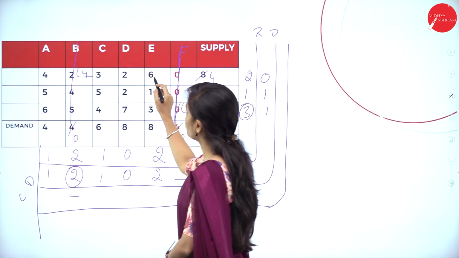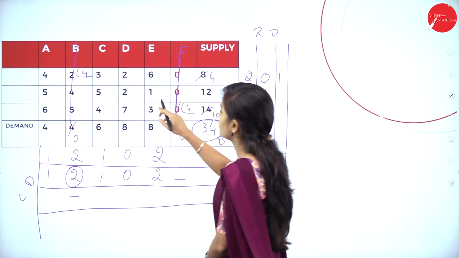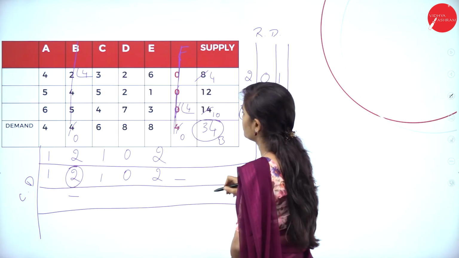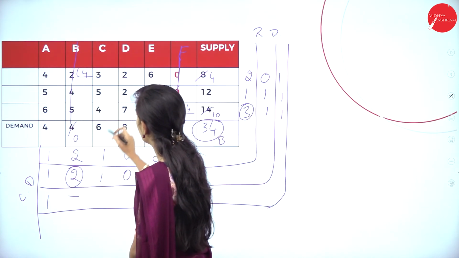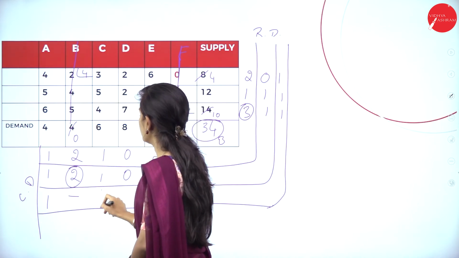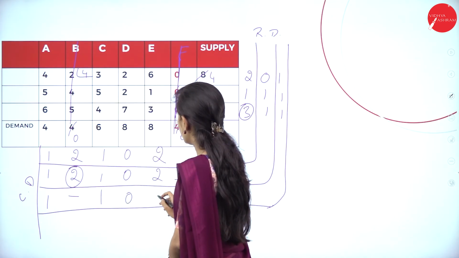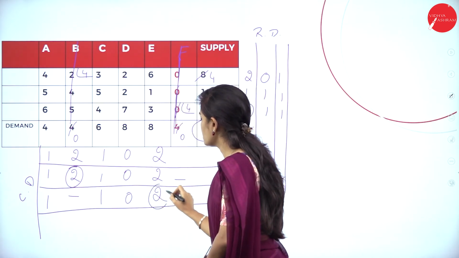And again, row difference 2 and 3 is the least value, difference 1. 1 and 2, difference is 1. 3 and 4, difference is 1. In the column difference, 4 and 5 is the least value. And 3 and 4 is the least value. 2 and 2 is the least value. And 3 and 1 is the least value. So, difference is 2. So, now highest penalty cost is 2.